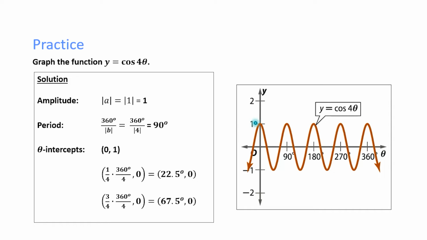We'll start from +1, go down to -1, and +1, -1, with the period returning every 90 degrees. So 90 degrees there, and there, and there. And the values here, the intercepts where it crosses over the x-axis, are at multiples of 22.5 degrees and 67.5 degrees at this point here.